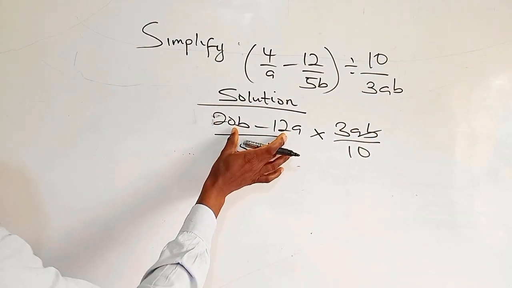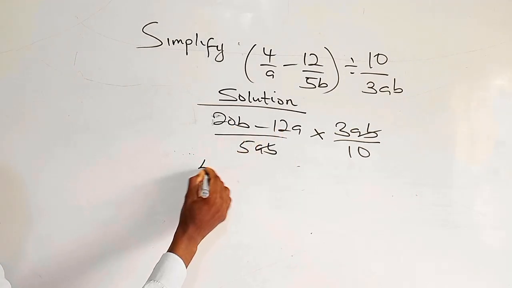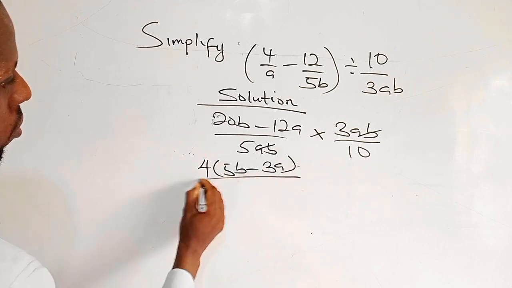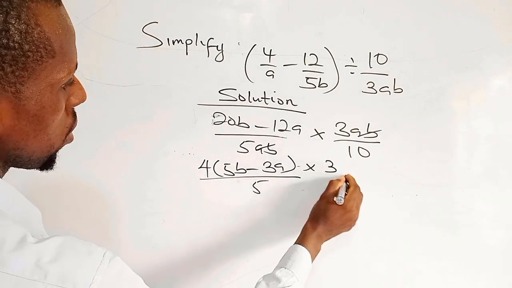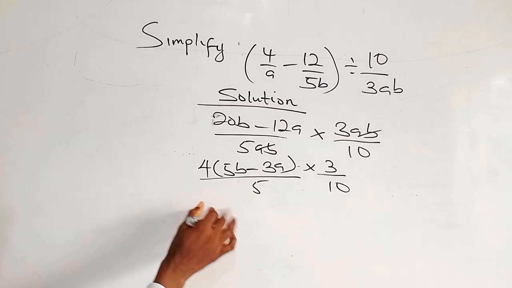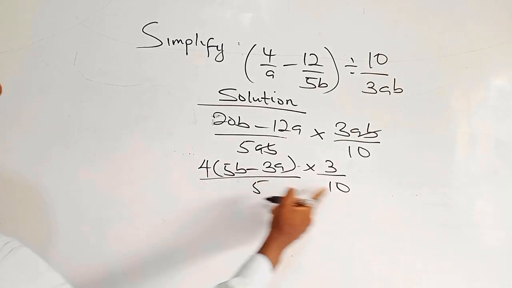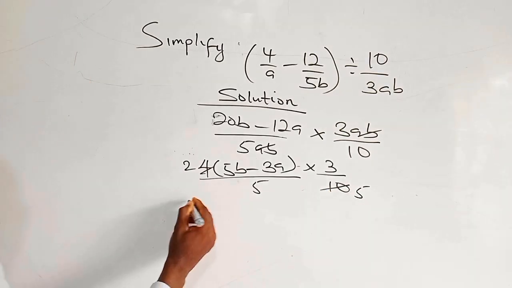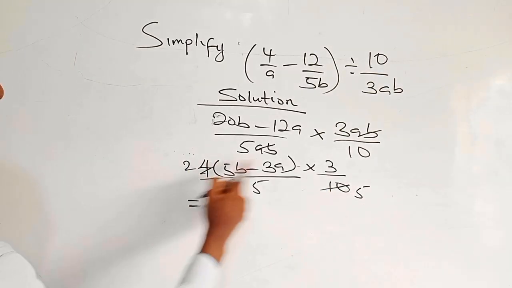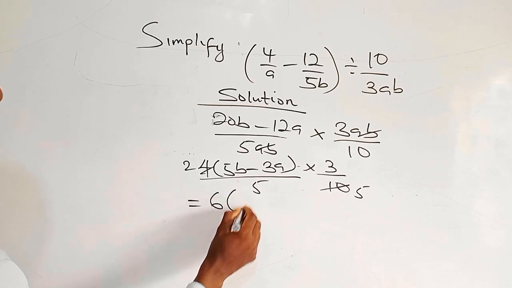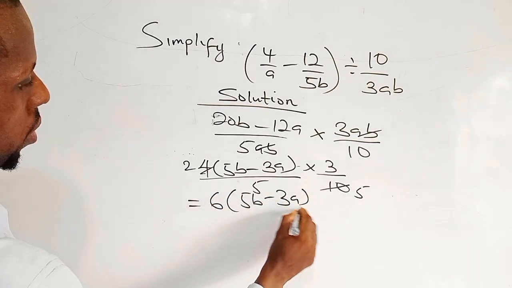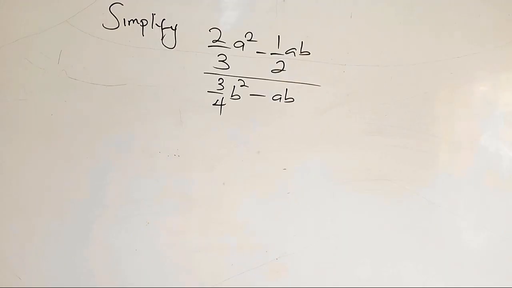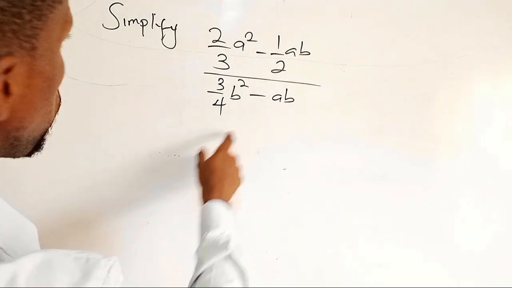Okay, so for this I can still factor this out with 4. So that is 4 into 5b minus 3a, over 5, times 3 over 10. So here I can still say 4 and 10: 2 in 4 is 2, 2 in 10 is 5. So here I'm having 2 times 3, which is 6, into 5b minus 3a, divided by 5 times 5, 25.